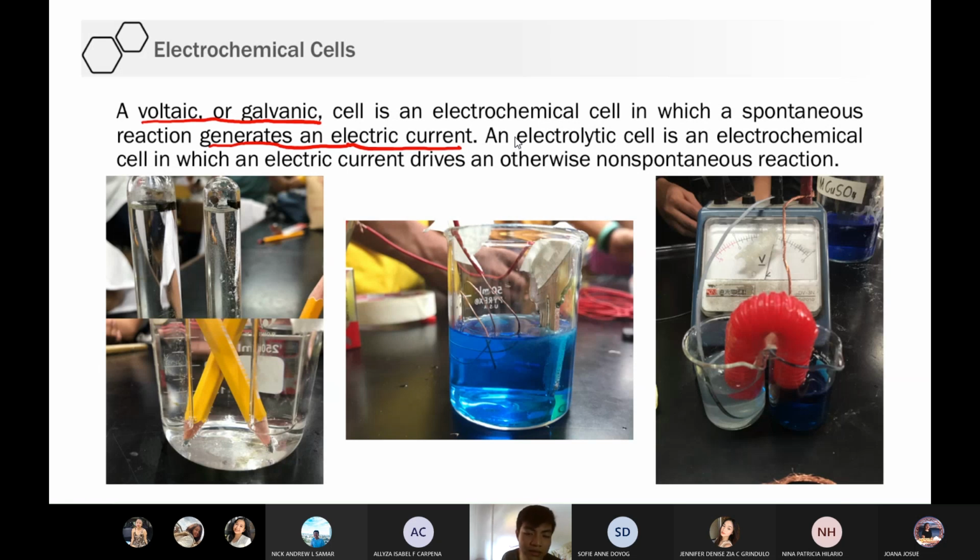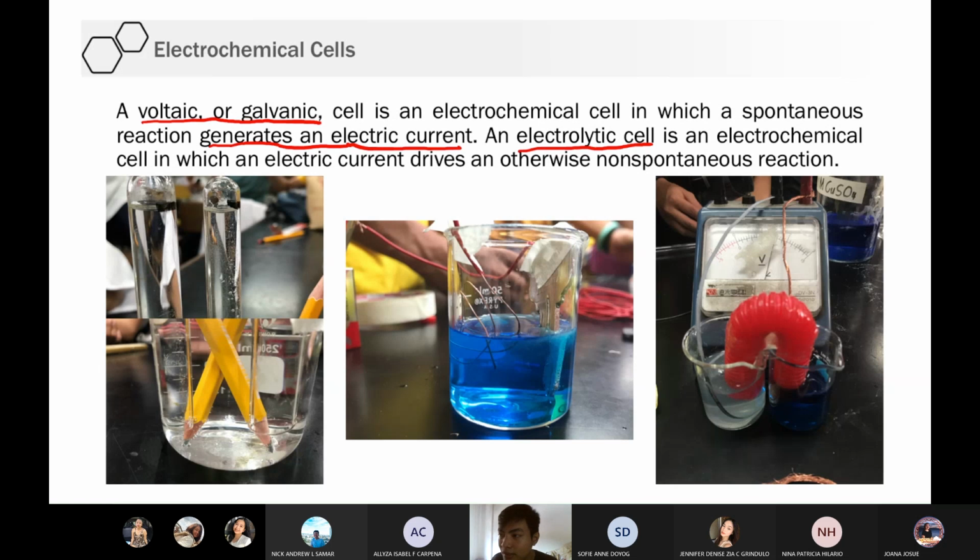Ibig sabihin, yung mga batteries natin, they have positive value for the cell. Positive yung kanilang voltage. So, voltaic yon. They generate kuryente. So, yun yung mga nasa battery natin. But, if your setup uses electrons, you call it electrolytic cell. Pag gumagamit siya ng kuryente in order for the reaction to happen, we call that electrolytic cell.